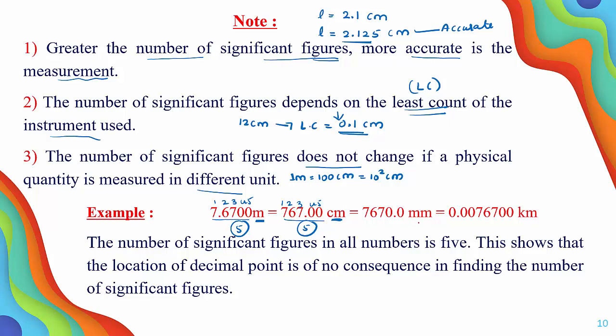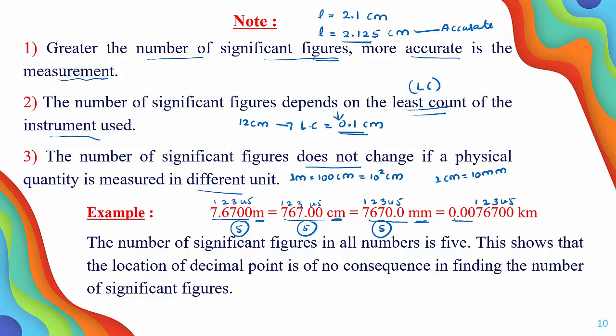Now I am going to convert the same number in terms of millimeter. We know that 1 centimeter equals 10 millimeter. Now I am going to move one more point here. So we can get 7670.0 millimeter. Now tell me how many significant figures are there again? 1, 2, 3, 4, 5. Significant figure remains constant. In terms of kilometer, again we have the same significant figure. You can observe 1, 2, 3, 4, 5.